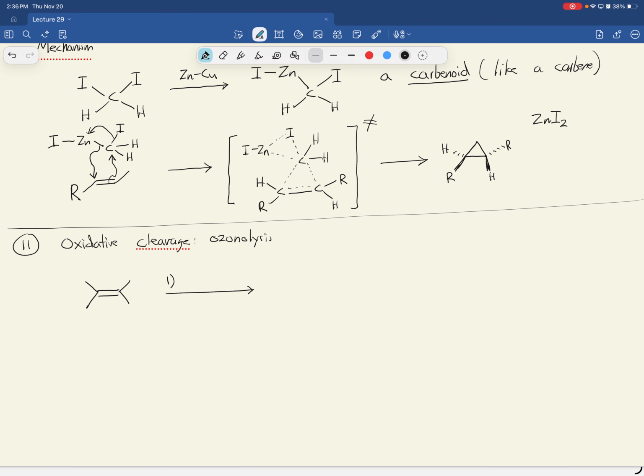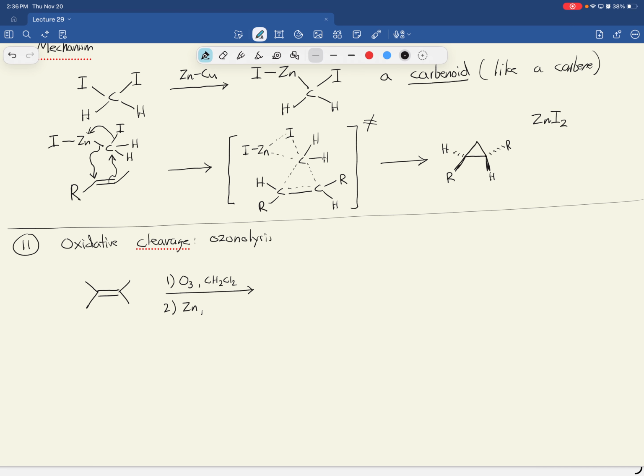Does anyone know the formula for ozone? It's similar to oxygen, but has one more what? Yeah, O3, so ozone. All right, so to generate ozone, you need an ozonizer. So that's where you kind of take two oxygen atoms, and you hit it, and you form ozone, and they combine there.